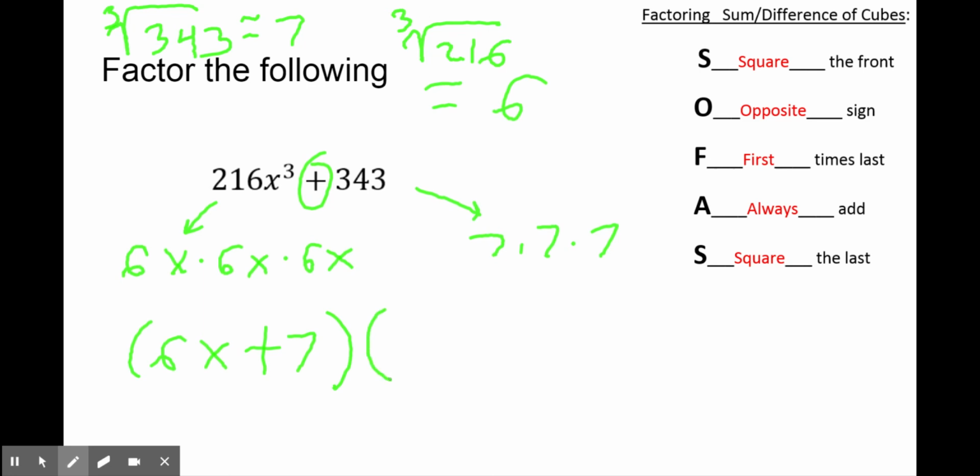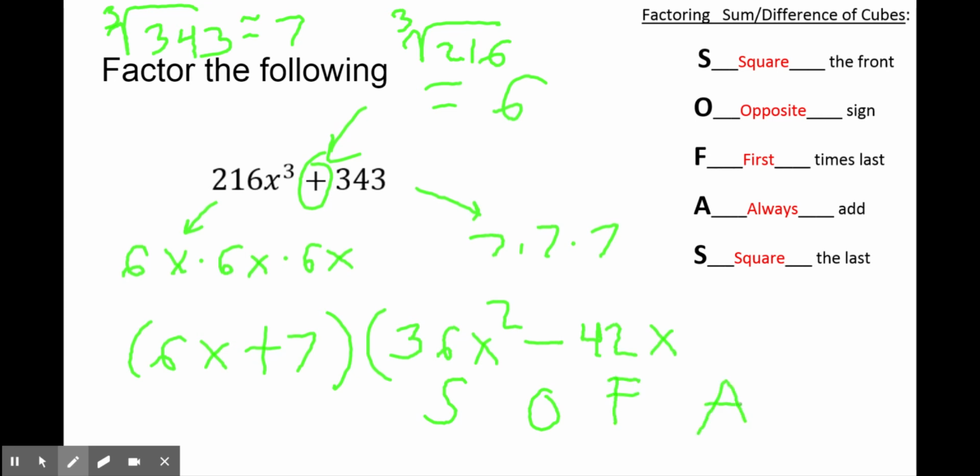Then square the first, 6x times 6x to get 36x squared. Opposite sign, so it's a minus. First times last, 6x times 7 to get 42x. Always add, and then square the last, 7 times 7 to get 49.